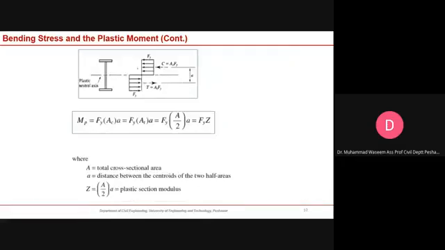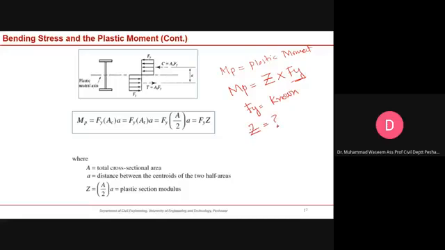So why are we doing this exercise? Because we want to calculate how we can estimate the plastic moment. How can we find the plastic moment? We can find it by using this formulation. It is very clear that this comes from the material which we use in our structure. Fy is known, but Z is not known.